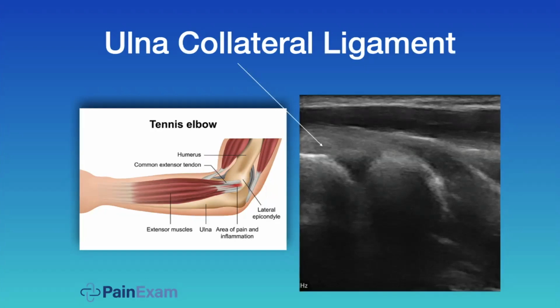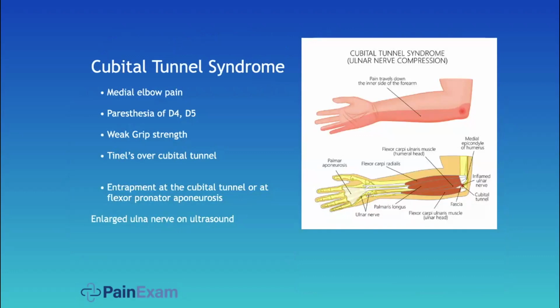Tennis elbow. So that's inflammation of the extensor tendons. Cubital tunnel syndrome we discussed earlier with ulnar nerve entrapment, medial elbow pain, paresthesias of the 4th and 5th digits, weak grip strength. There's a tunnel over the cubital tunnel. And you may see an enlarged nerve under ultrasound.